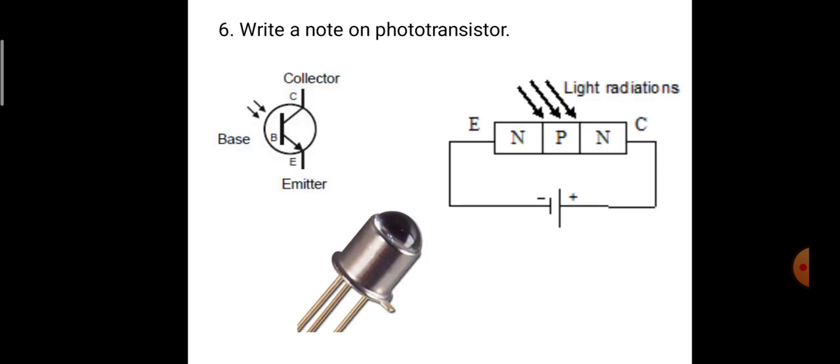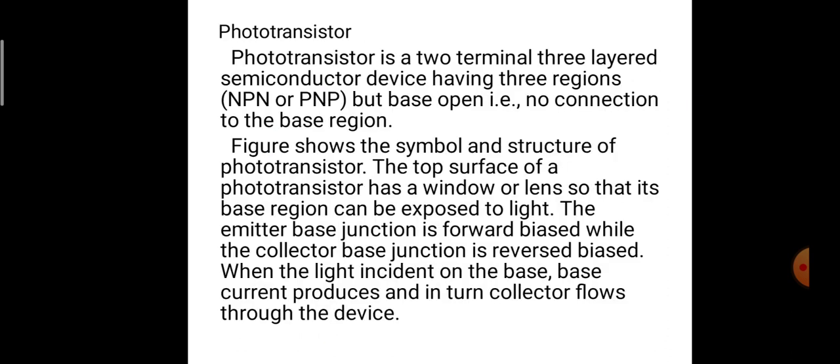Sixth question: write a note on phototransistor. The figure shows the symbol, the principle of operation and structure of phototransistor. Now we are discussing the principle of operation of phototransistor. Phototransistor is a two-terminal, three-layered semiconductor device having three regions but base open, that is, no connection to the base region.